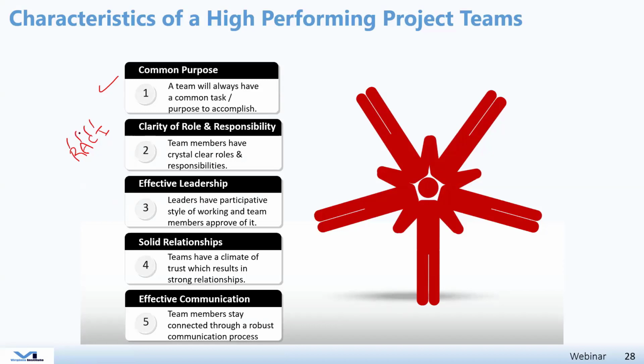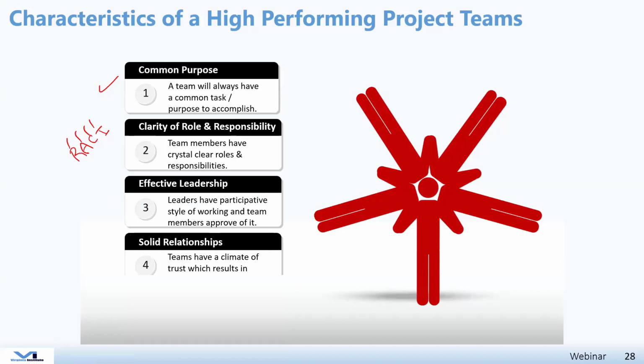And also you need to exercise effective leadership and build relationships. And at the end, you need to make sure that the communication is open at all levels between team members and the project stakeholders, vertical and horizontal communication at all levels. So all of these will lead to a high-performing team.